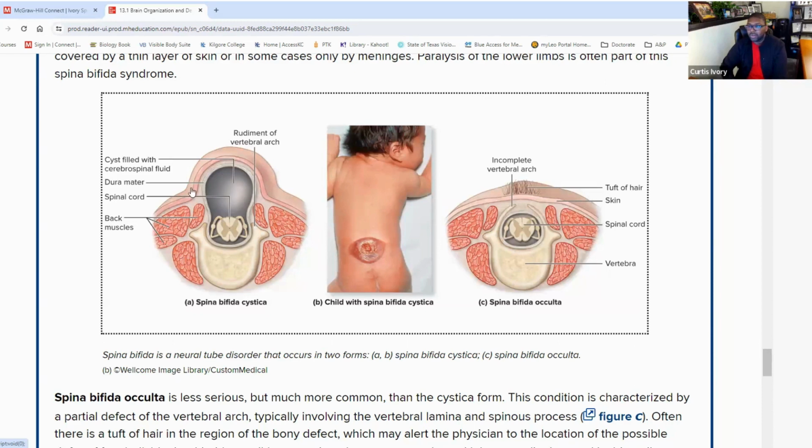So the fluid that's circulating around the spinal cord now has only a thin membrane between it and the skin. So it's very easy to pop. It's almost like a zit. It's a very thin layer between the skin and the spinal cord. That's a bad thing because if you get an infection in here, it gets into your spinal cord, goes up your spinal cord, gets into your brain, and your brain controls everything. So you can cause a lot of damage or even death by having spina bifida.